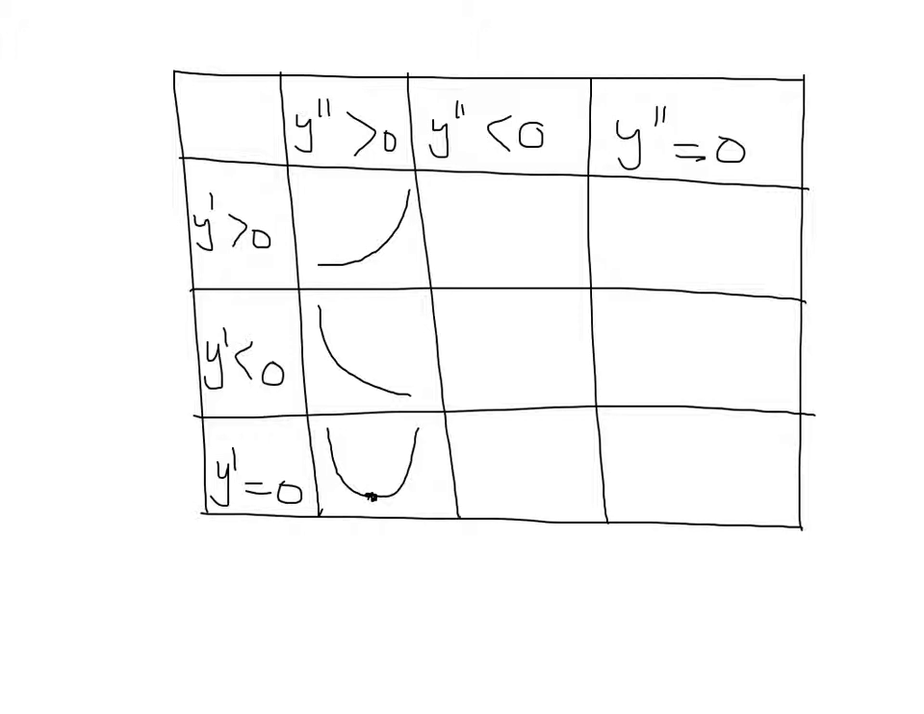Okay. Next one, increasing concave down. Decreasing concave down. Stationary point, concave down. And lastly, increasing, and the second derivative is equal to 0. Is something like this.